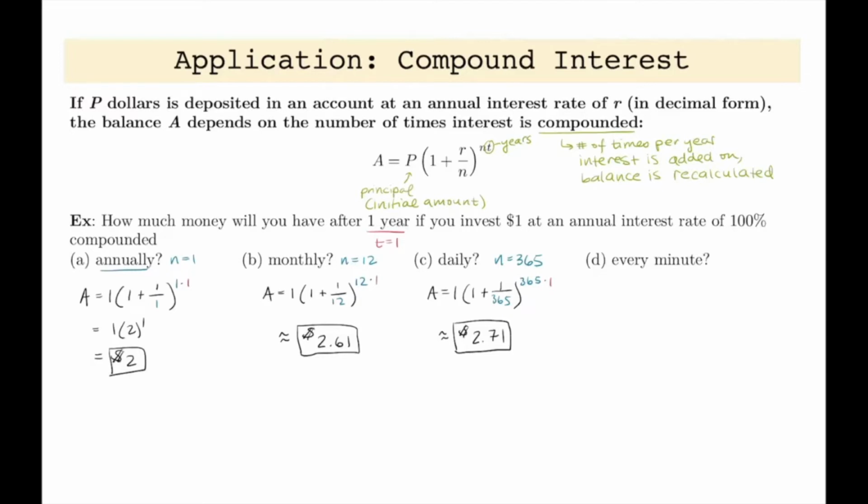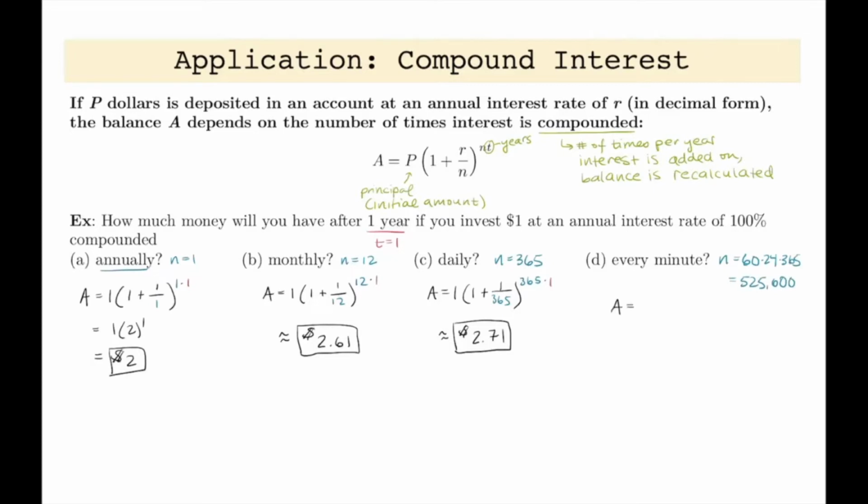Maybe you can see this pattern, more and more. Let's see if we can compound every minute. So what does N equal? Well, there's 60 minutes in an hour, 24 hours in a day, and 365 days in a year. So this comes out to be 525,600. That's how many minutes are in 1 year.